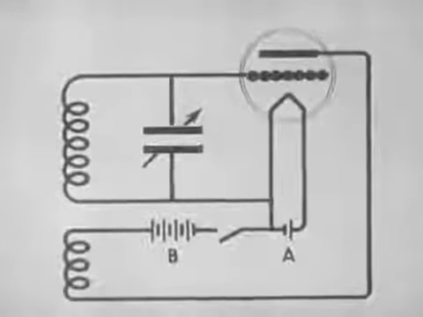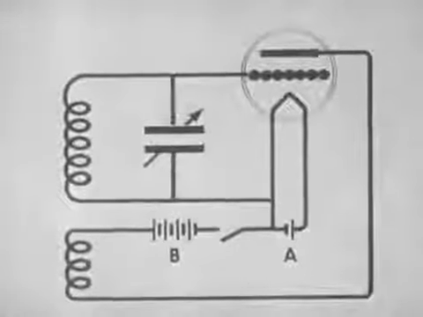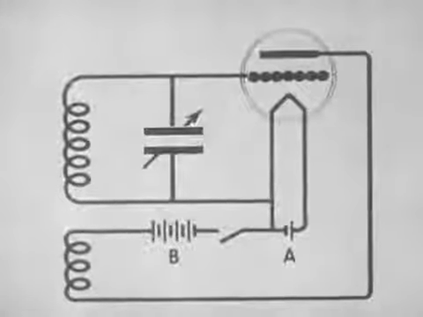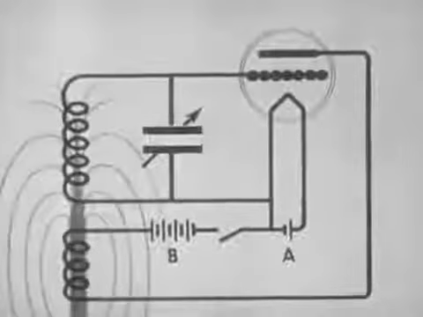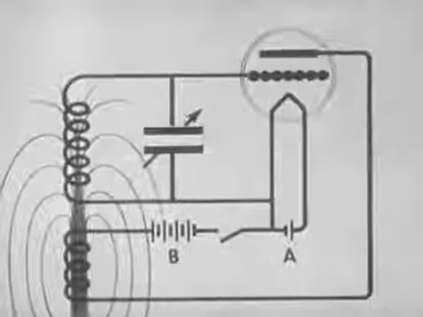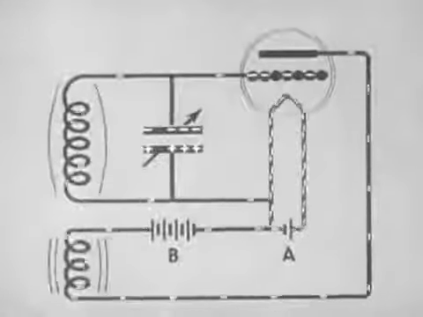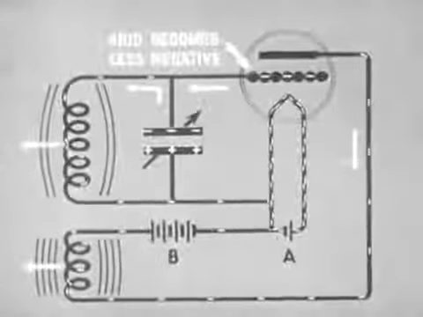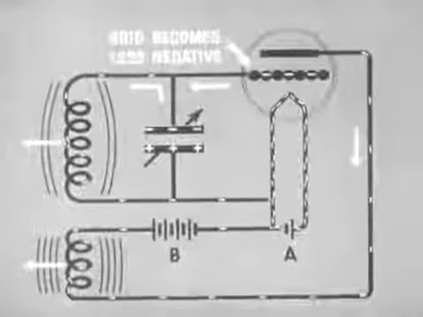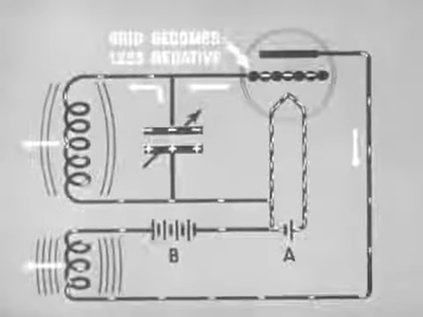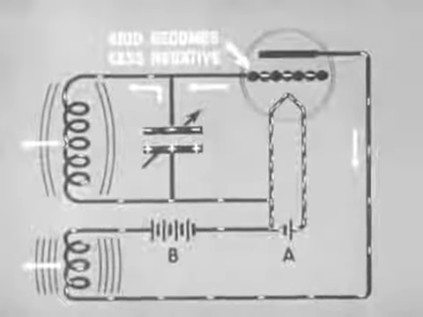When a current flows through the plate coil, the magnetic field of this coil sweeps across the grid coil and induces a voltage in it. This happens when the key is pressed. As the plate coil field builds up, electrons flow away from the grid. Thus, the grid becomes less negative and more plate current flows.